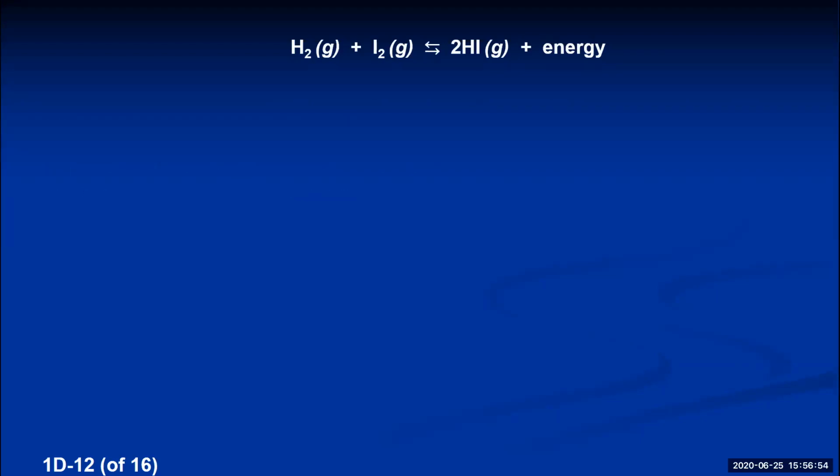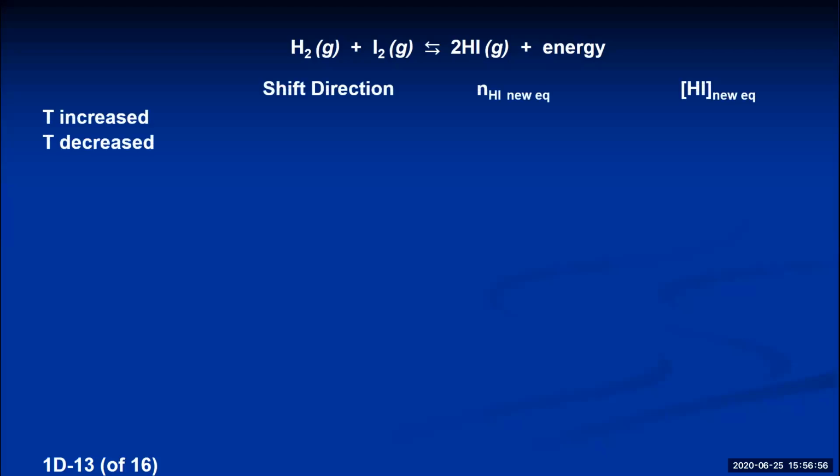Let's see if we can answer some questions about this reaction now. What if we increase the temperature? Well, you're increasing energy. Energy's on the product side. You've got to get rid of that excess energy. So which way does it shift? It shifts to the left. So the reverse reaction becomes spontaneous because you've got to get rid of that excess energy. What's happening to the amount of HI if the reaction is shifting to the left? You're decreasing it. The concentration of HI is also going down.